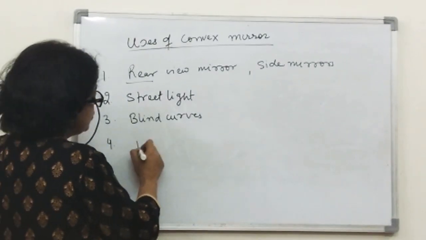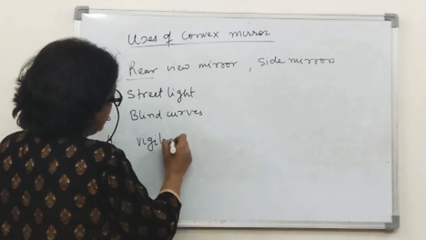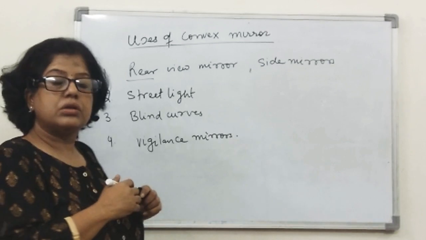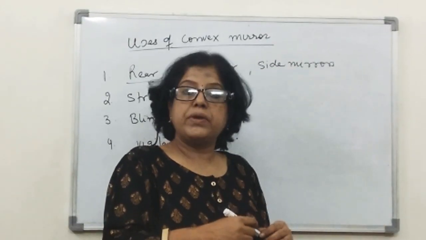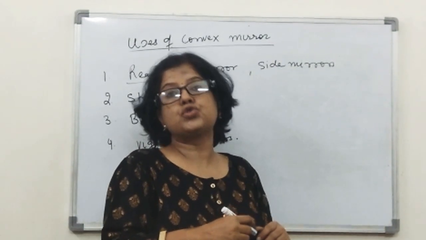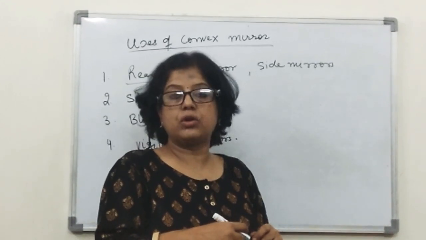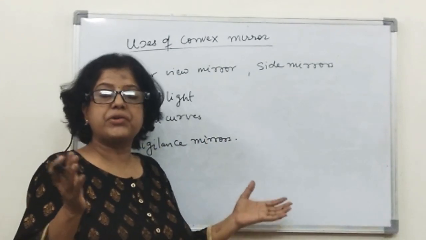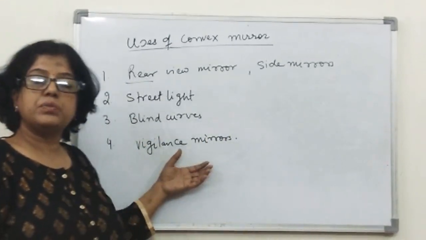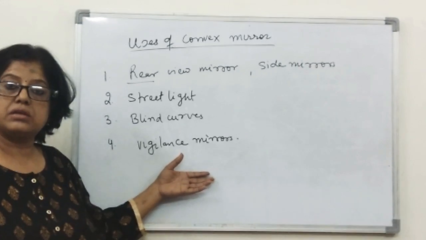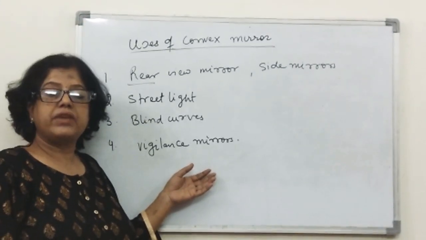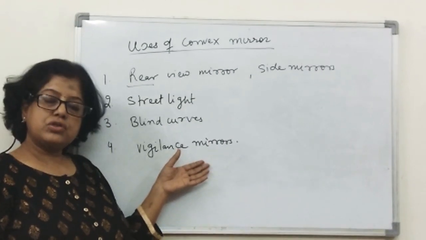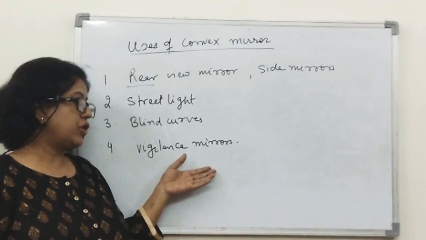Convex mirrors are also used as vigilance mirrors. Vigilance mirrors or security mirrors are used in big shopping malls and big shopping stores to prevent theft, to keep a watch, because a convex mirror gives you erect and smaller images and covers a wider area, so it can be used as a vigilance mirror. It is also used in metro stations. At metro stations, you must have seen big convex mirrors hanging from the ceiling just to keep a watch. So convex mirrors are also used as vigilance or security mirrors.